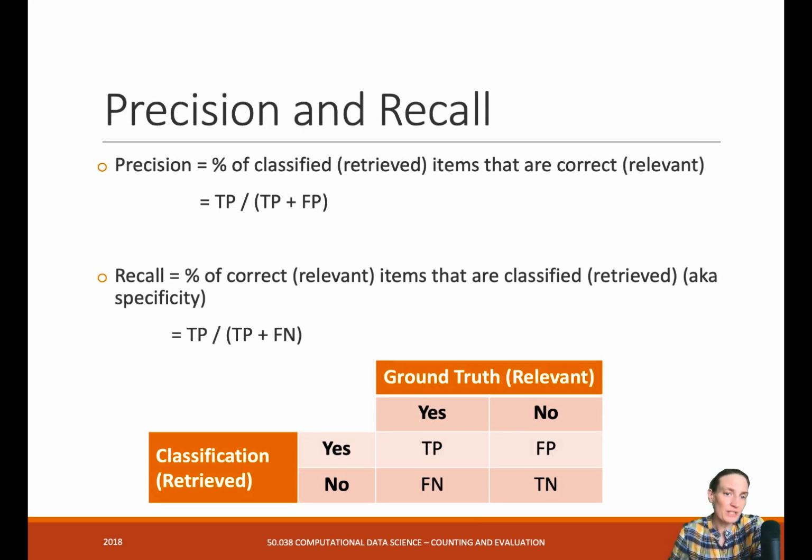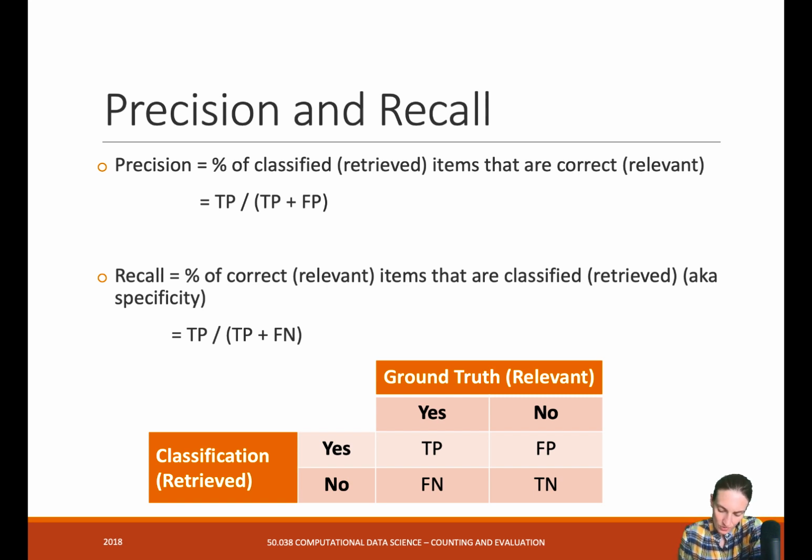Other metrics to compensate for this is precision, the percentage of classified items that are correct. It is true positives over true positives and false positives, so here the sum. Recall is the percentage of correct items that are classified, which is basically the class specific accuracy, as I already mentioned, TP over the sum here.